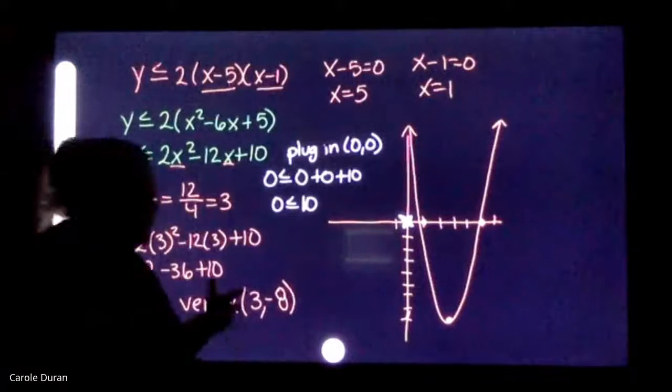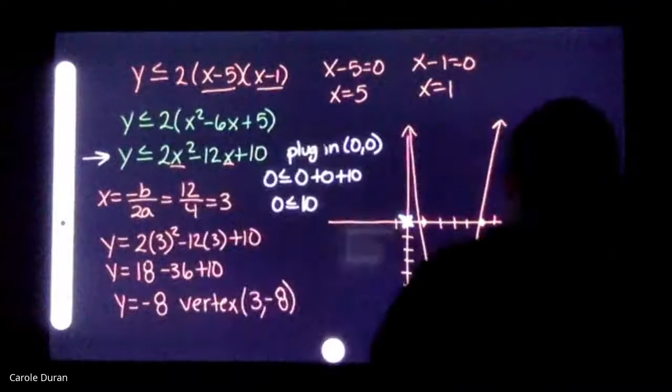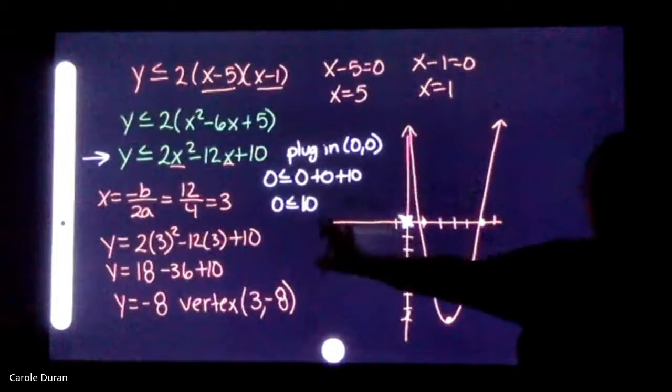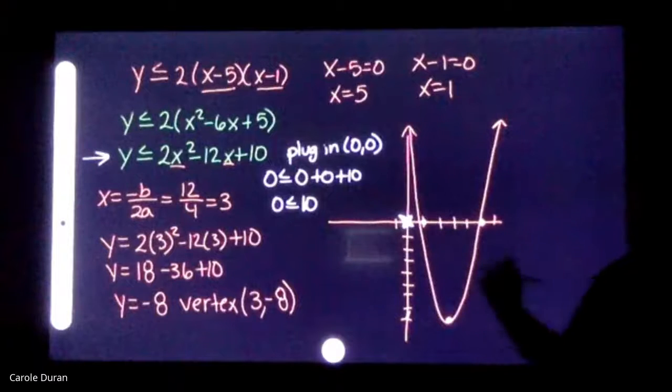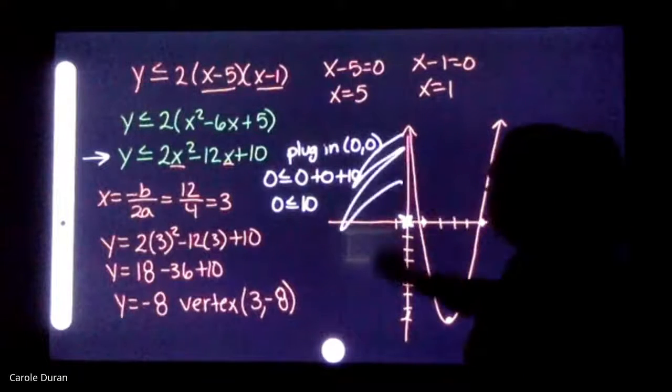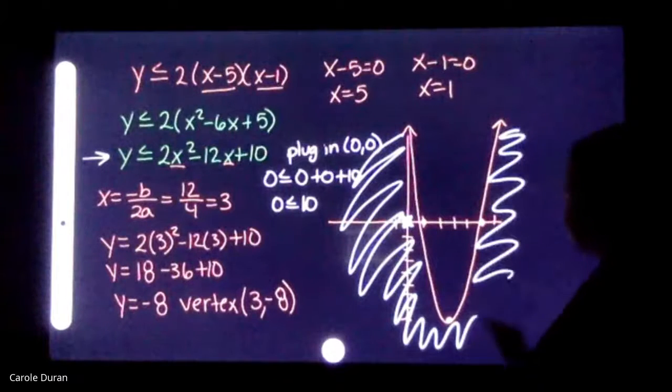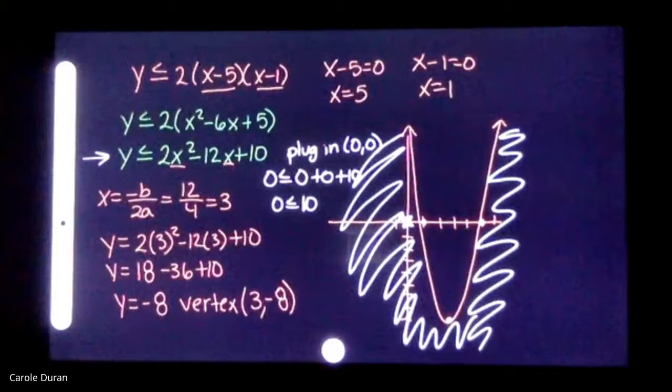So I'm going to shade the side of my parabola that includes the point 0, 0. Again, the two sides of a parabola are inside or outside, and 0, 0 is outside. So I'm going to shade everything that's not inside of my parabola. And then I'm done.